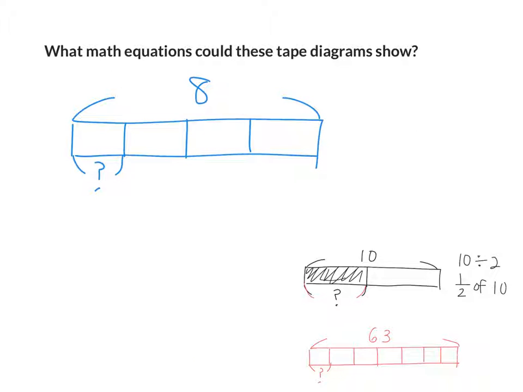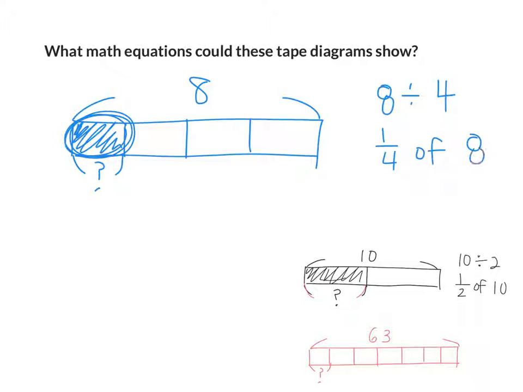What about for this blue one? We again have a piece of tape, but this time the entire piece of tape is 8, and it's split into how many equal size portions? 4. So if we're trying to find one of those sections, what equations could this tape diagram show? It could be 8 divided by what? Everyone? 4. Or what fraction of the whole is this one piece? It's 1/4 of 8. Very good.